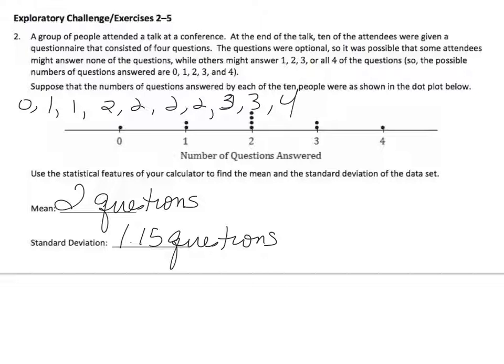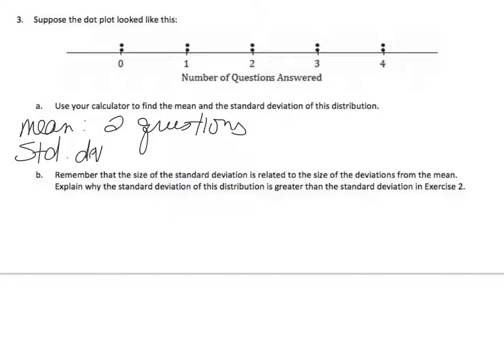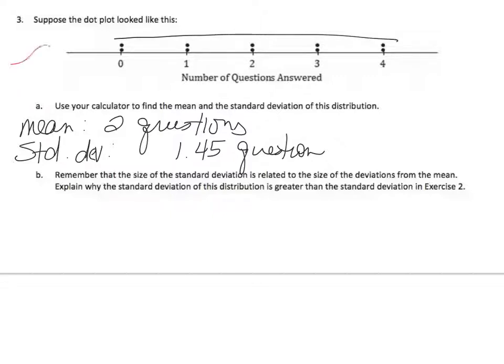What does it mean? Okay, what if the dot plot looked like this? The mean and the standard deviation I just did. I've got 2 questions for the mean, and the standard deviation was 1.49, a little higher. And you can notice the difference here. This is flat across, where the previous dot plot was very symmetrical, right?